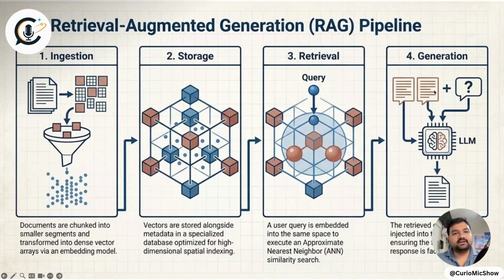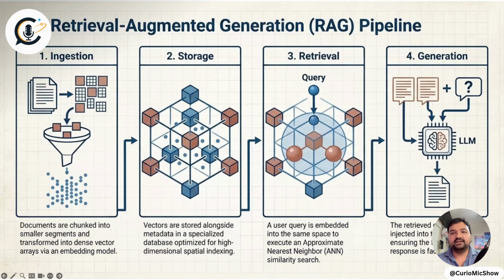So we have the RAG pipeline. This slide shows the full RAG pipeline. Step one is ingestion. Documents are chunked into smaller segments and transformed into dense vectors using an embedding model. Step two is storage. Those vectors are stored with metadata inside a vector database designed for high-dimensional search.